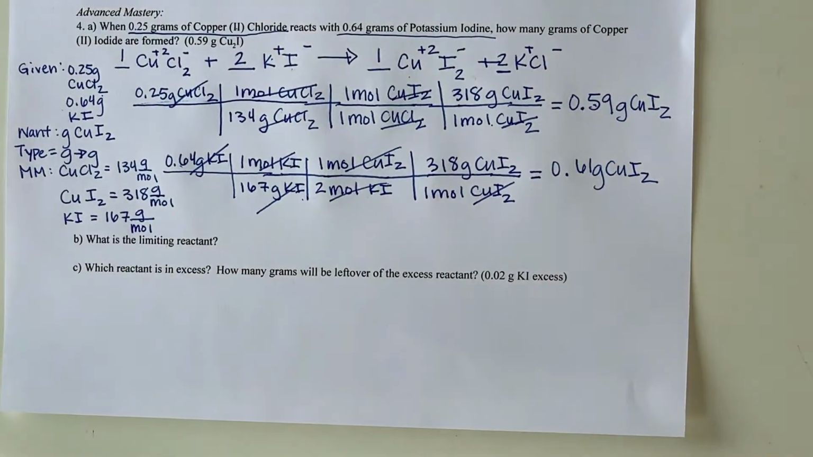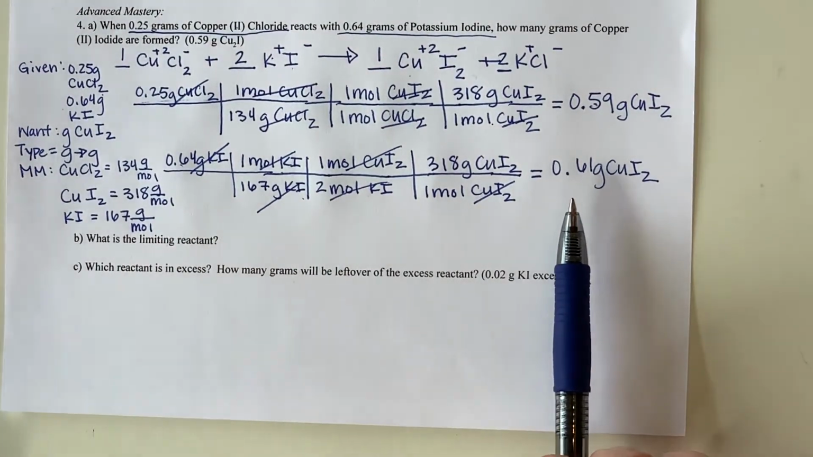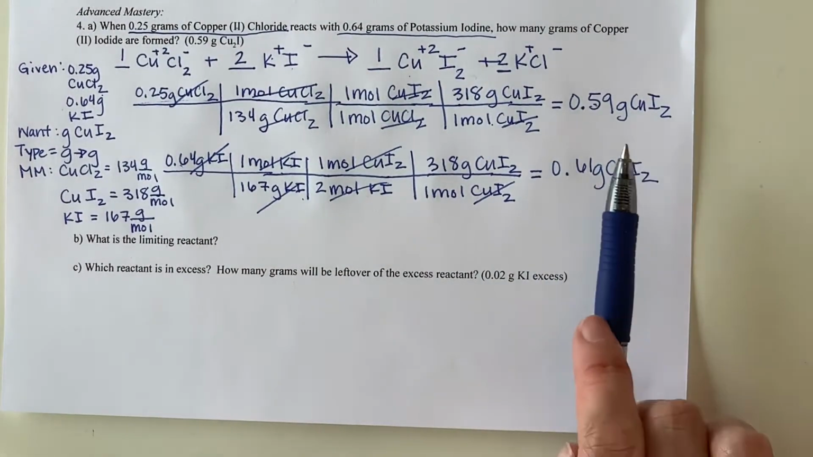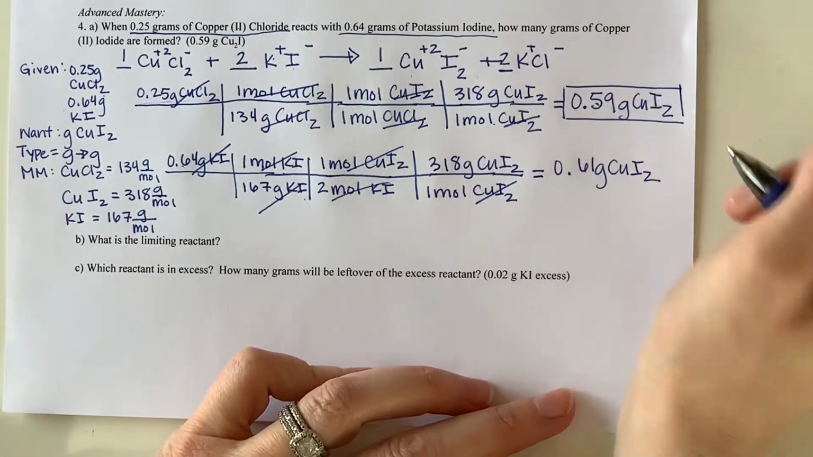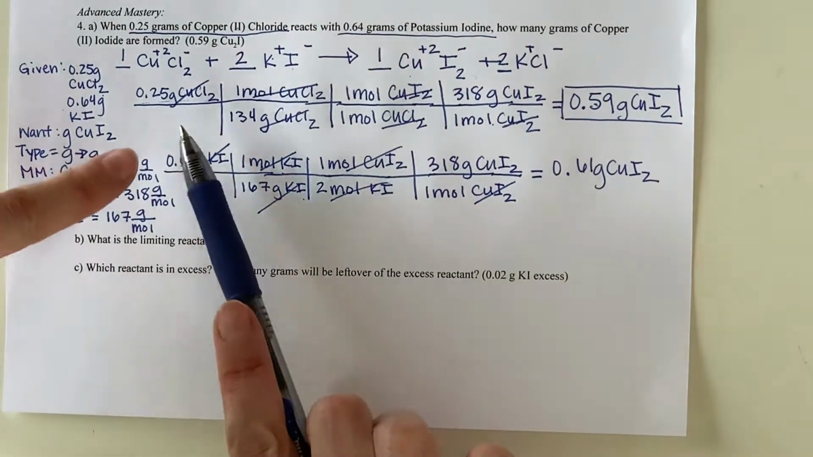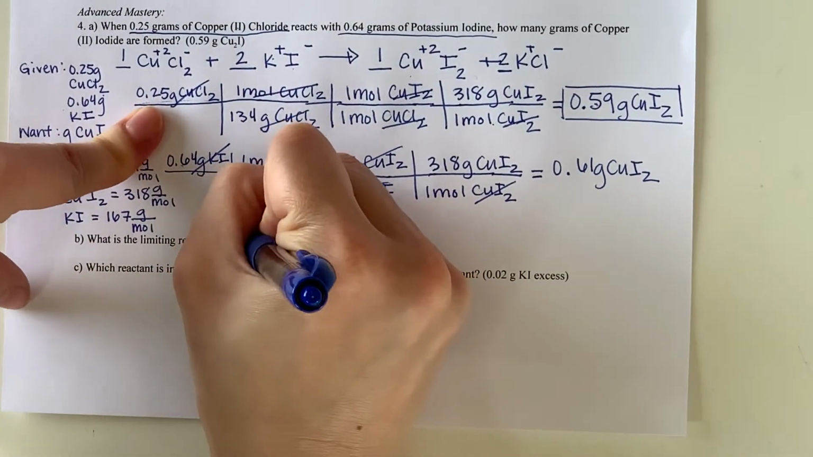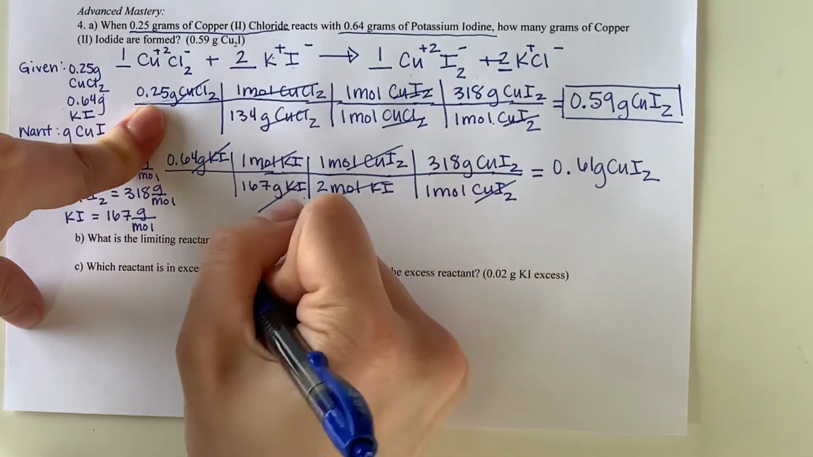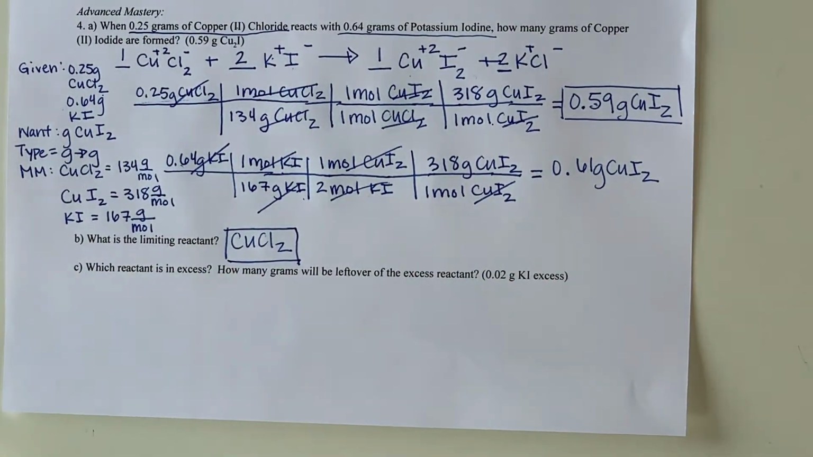CuI2. Okay. Now I need to look at these, which one made less, because I can't make more than the one that stops when I run out. So this is how many grams of copper iodine I can really make. That means that copper 2 chloride was my limiting reactant. CuCl2 is my limiting reactant because it's the one that ran out first.